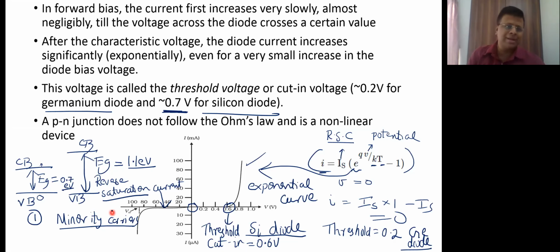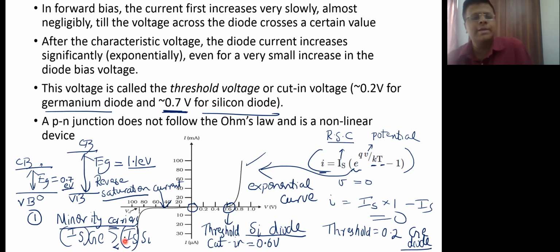And if minority carriers are going to be more, then what comment do you have about the reverse saturation current? Whose reverse saturation current will be more? Will the reverse saturation current of germanium be greater than silicon, or the opposite, less than, or will both be equal? Which of these is correct? Reverse saturation current of germanium: equal, greater, or less?